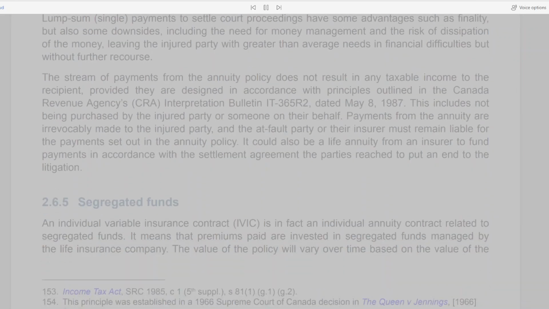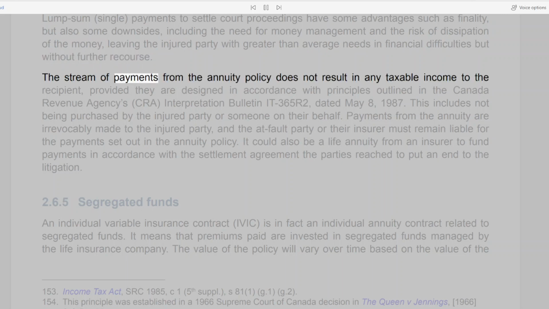Lump sum, single payments to settle court proceedings have some advantages such as finality, but also some downsides, including the need for money management and the risk of dissipation of the money, leaving the injured party with greater than average needs and financial difficulties, but without further recourse.